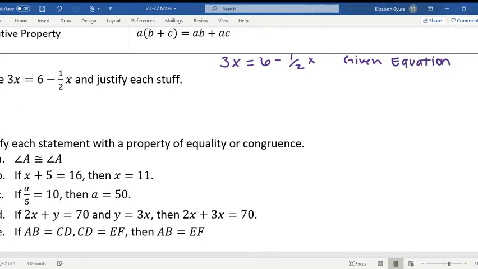All right, that's where we're told to start. Now, there are a lot of good ways to solve your algebraic equations. If you want to try a different strategy than me, you're always welcome to. Just make sure you're using the appropriate justifications.